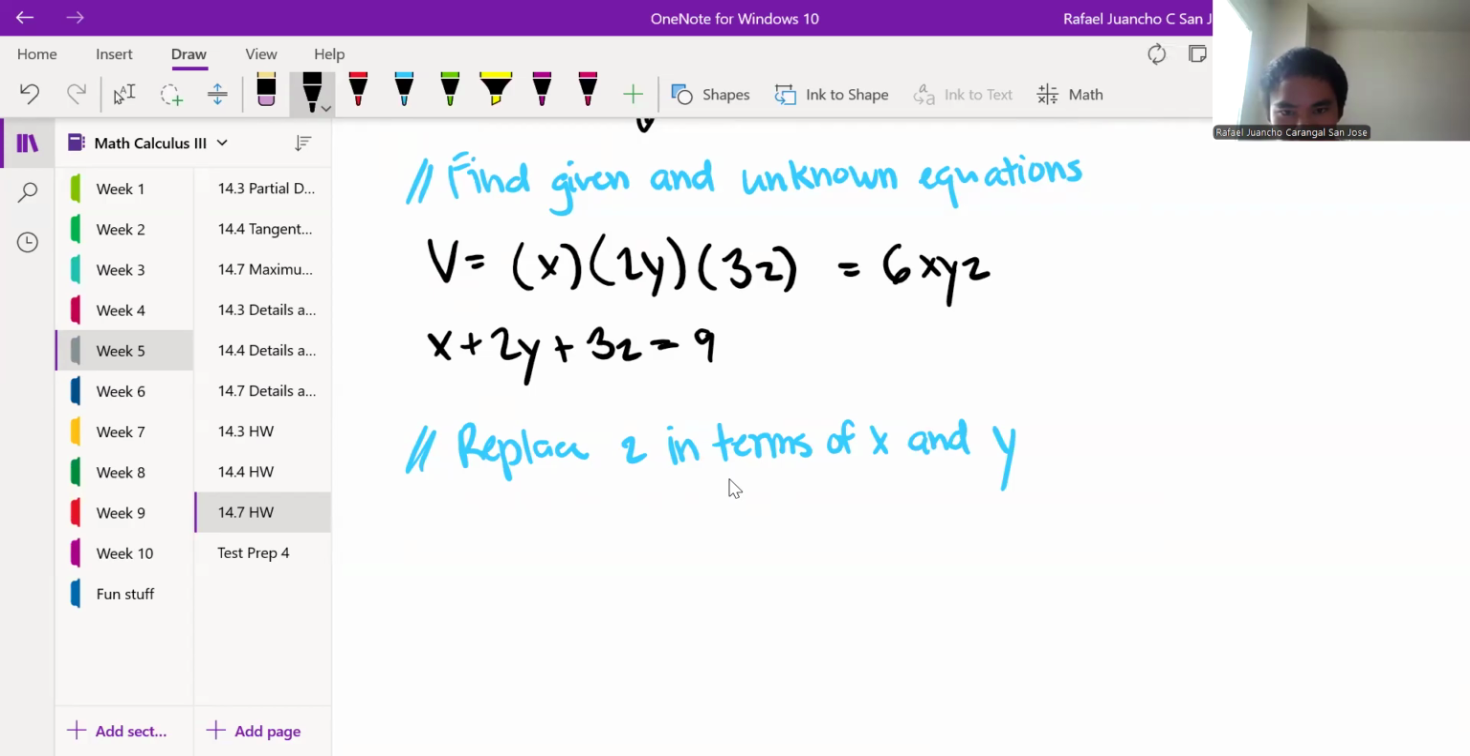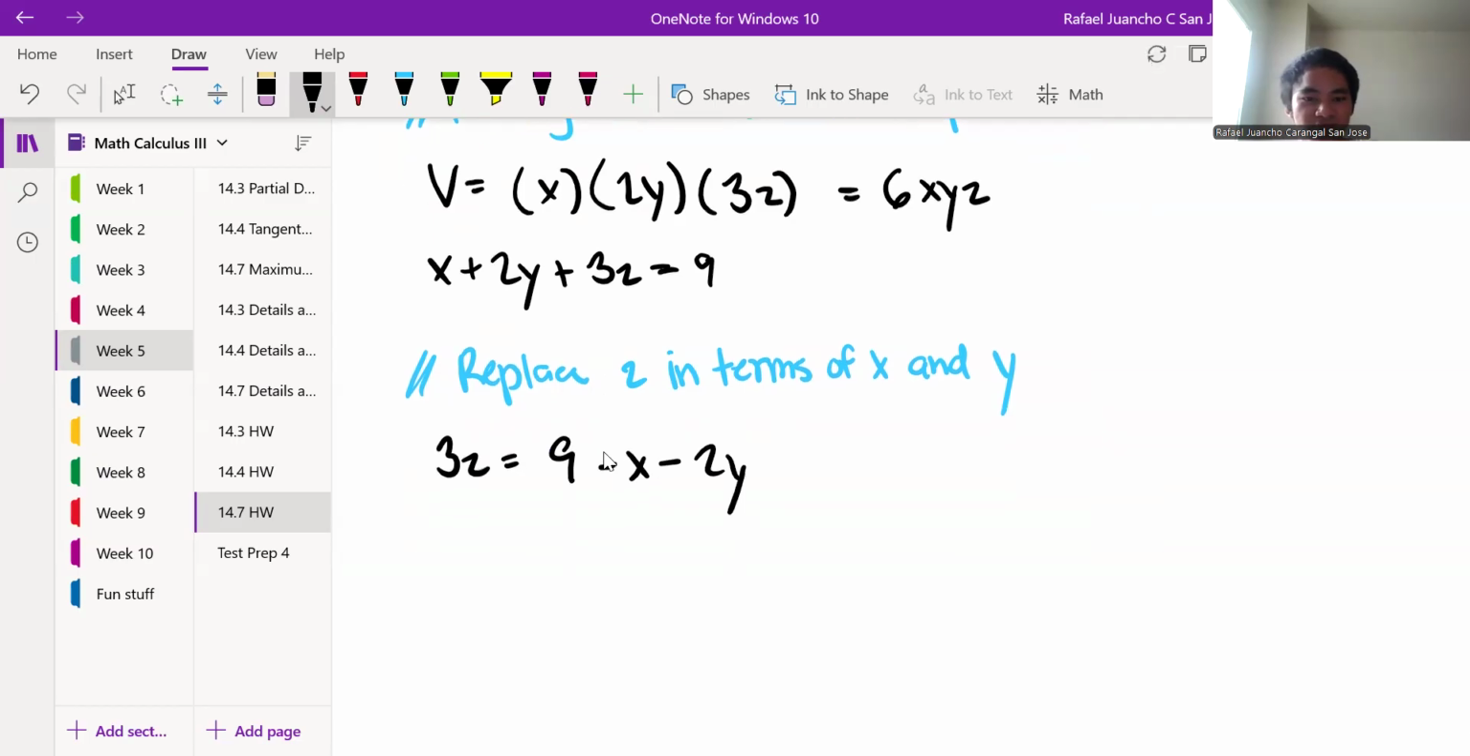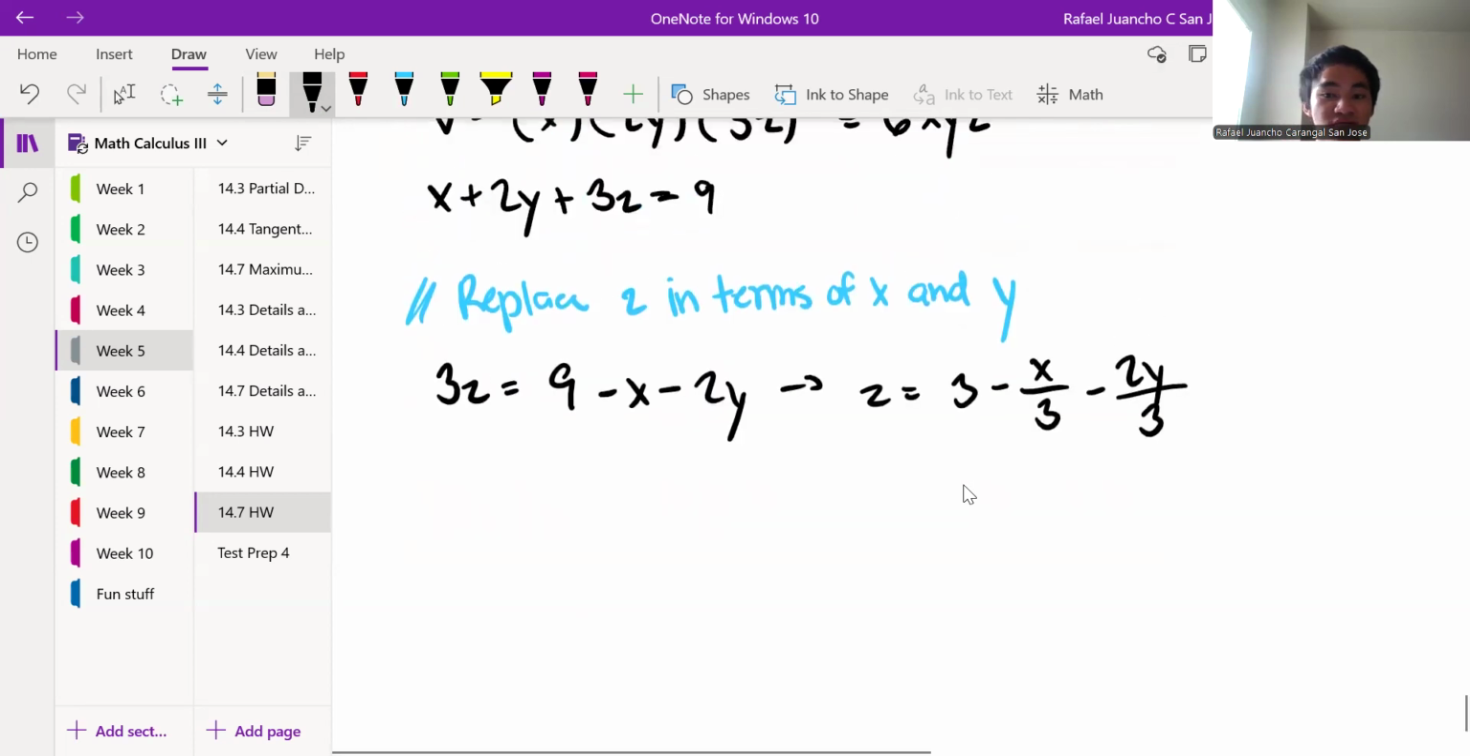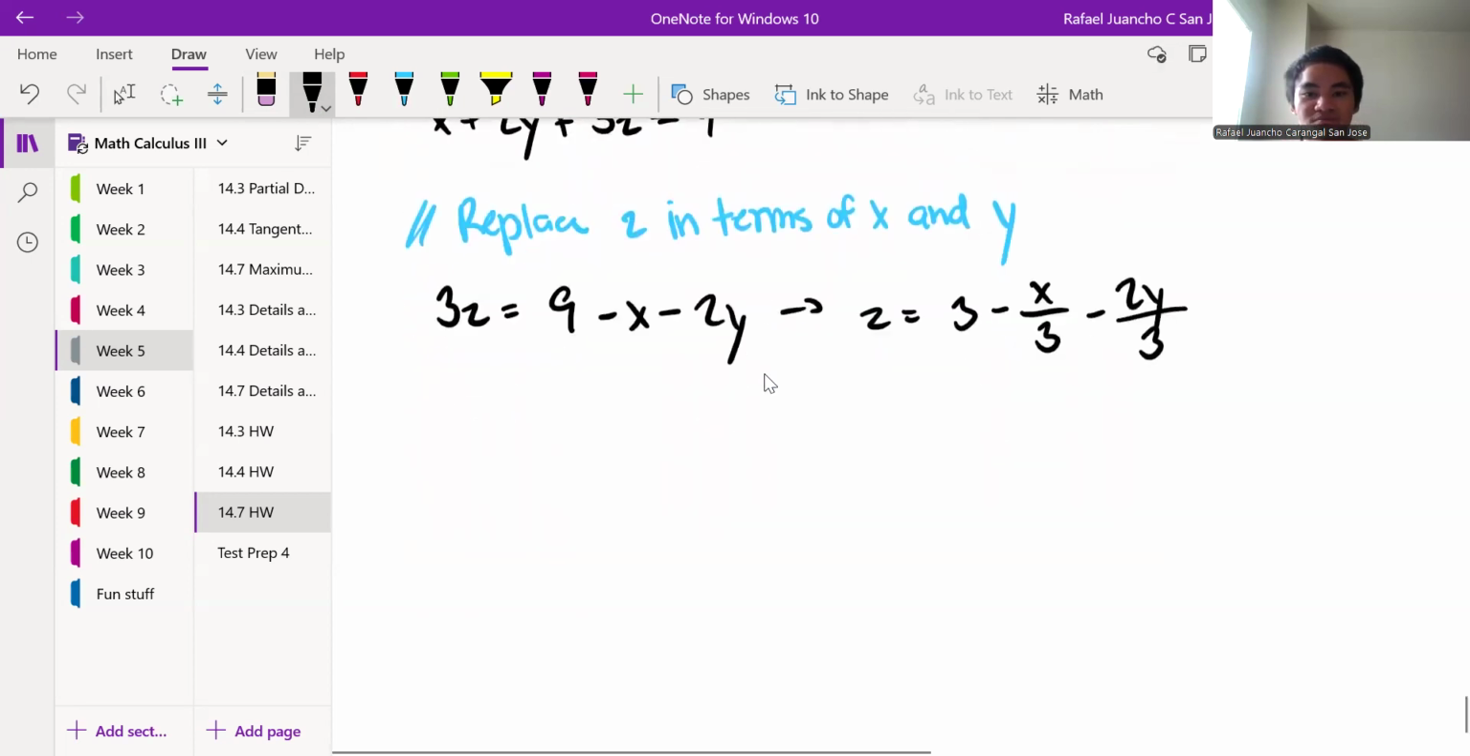And so how is that going to look like? Let's look at our given. We have 3z is equal to 9 minus x minus 2y. And we divide everything by 3. So z is 3 minus, divide everything by 3, x over 3. Let's keep it simplified. And then this is minus 2y over 3. Let's make it into that form. And then from there, now we can plug it into our volume.